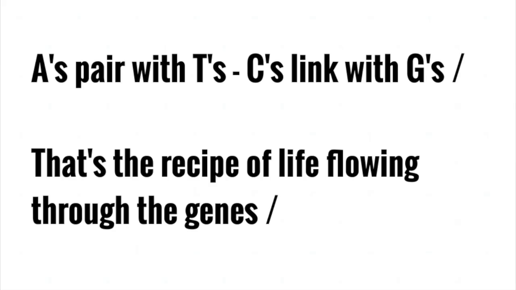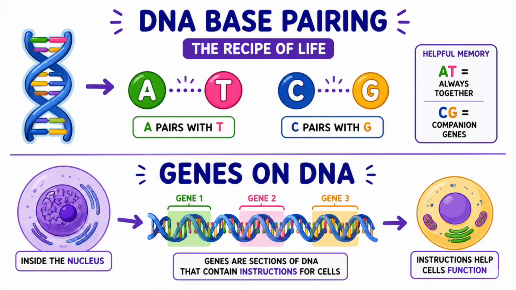A's pair with T's, C's link with G's. That's the recipe of life flowing through the genes. The DNA bases pair in very specific ways. Adenine always pairs with thymine, while cytosine always pairs with guanine. A helpful mnemonic is AT equals always together, and CG equals companion genes. These specific pairings help DNA maintain its structure and allow genetic information to be copied accurately.